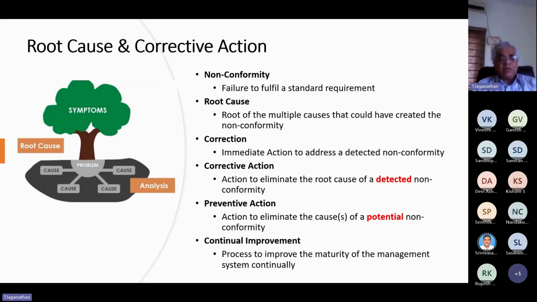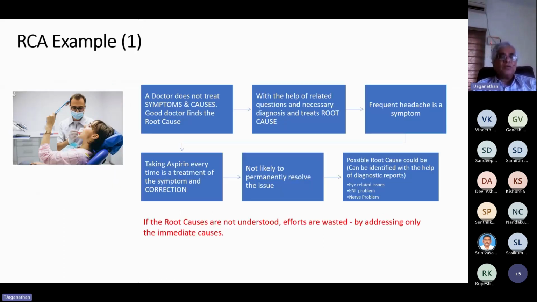Continual improvement is the process to improve the maturity of the management system continually. Something today, tomorrow, something should be better. Something should be better the day after tomorrow. That is what continual improvement is. If it is 1.1 today, one month down the line, it should be 1.2 at least. So that is what continual improvement is. The 1% principle is what continual improvement is in an ISO.